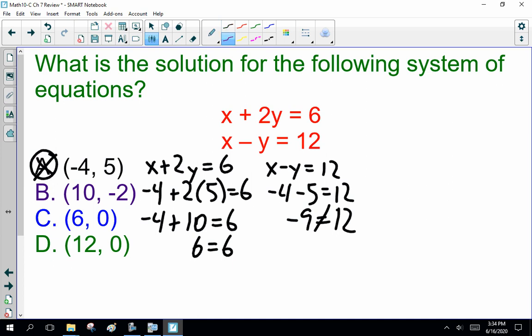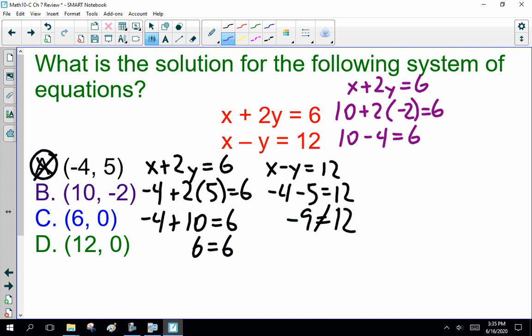Let's try B, 10 and minus 2. So x plus 2y equals 6. 10 plus 2 times minus 2 equals 6. 2 times minus 2 is minus 4. 10 minus 4, you have $10, you owe somebody 4, you're down to 6 equals 6. Yes, the first half works.